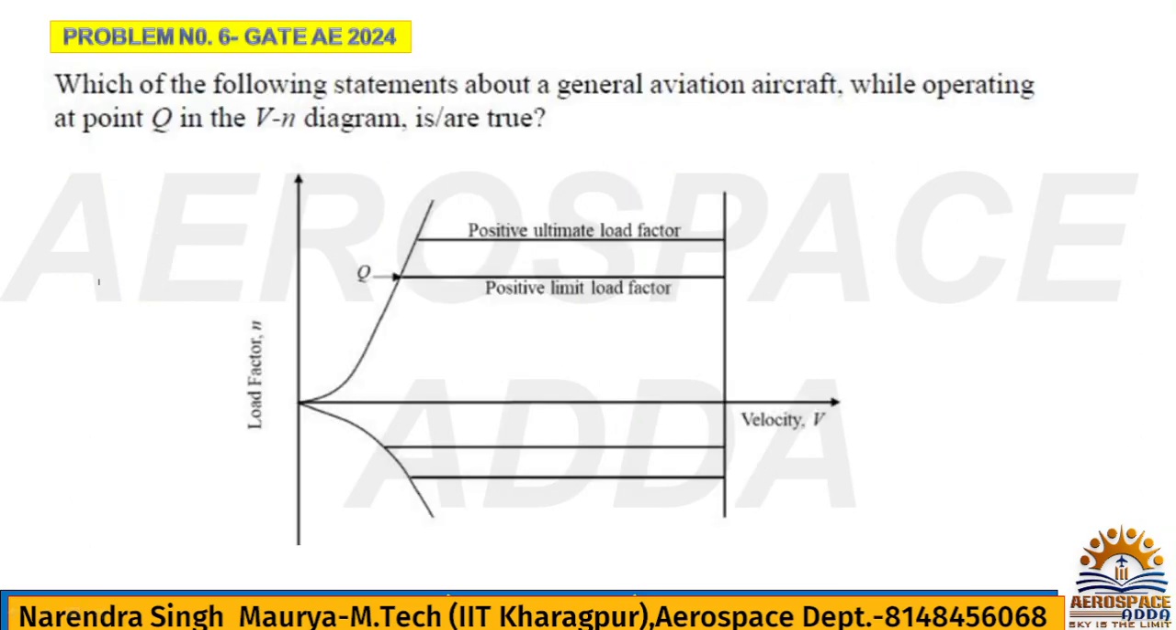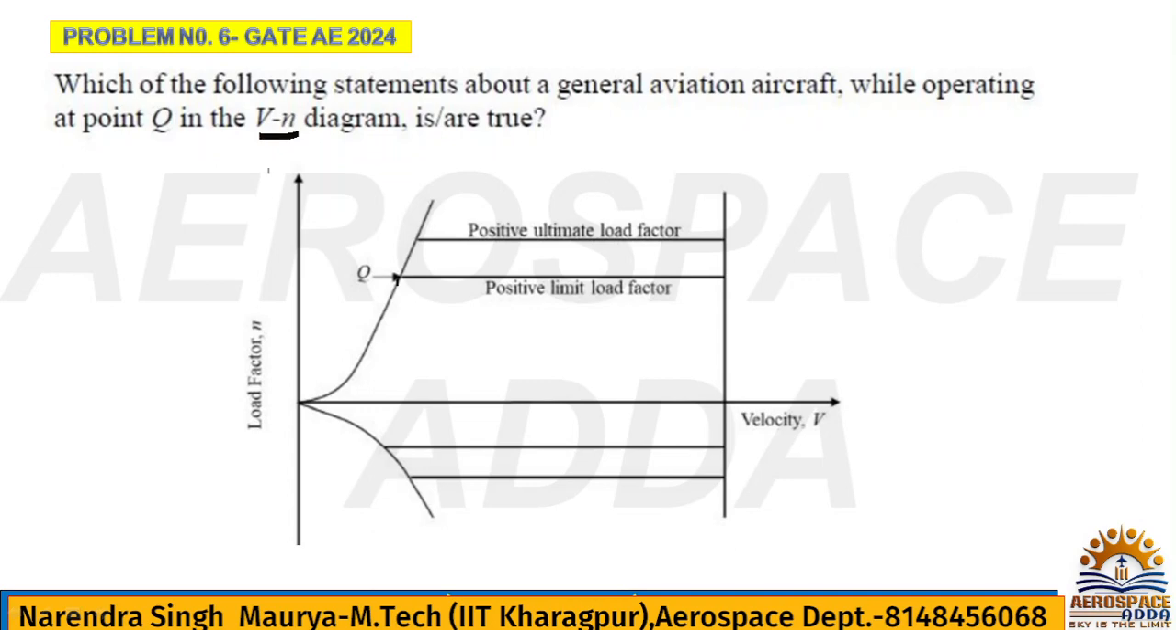This is the next question. See, the following statements about a general aviation aircraft, while operating at point Q in the V-n diagram. What is the Q? This Q. This is the positive limit load factor and this is the positive ultimate load factor. This is velocity and this y-axis is the load factor. So velocity versus n. That's the reason it is called the V-n diagram. Velocity versus load factor.